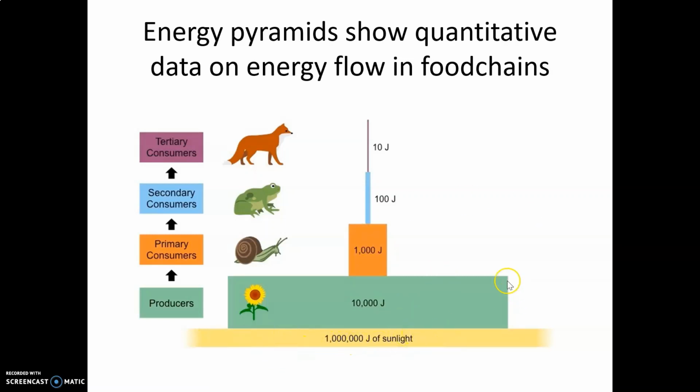Sometimes they include the sunlight, but most often they have the primary producers, the plants, as the bottom level. Then primary consumers, secondary consumers, and so forth. And the rule of thumb is that only 10% of the energy is transferred to the next trophic level.